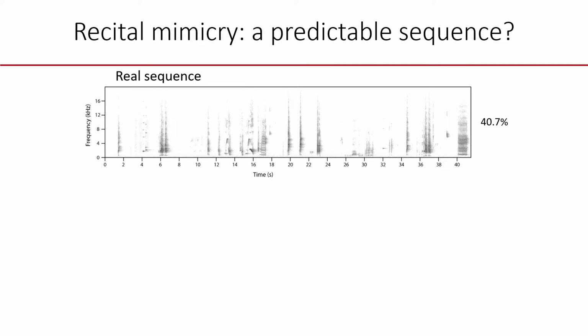So I first compared all sequences within individuals, and I found that, on average, the similarity index between all sequences in an individual male's singing is about 40%. But what does this value actually mean?